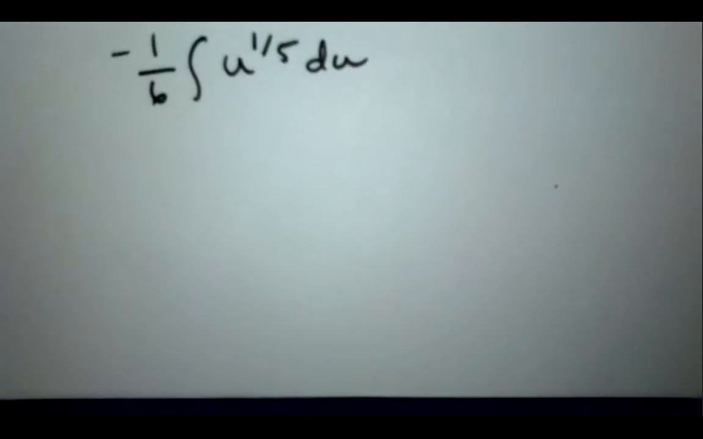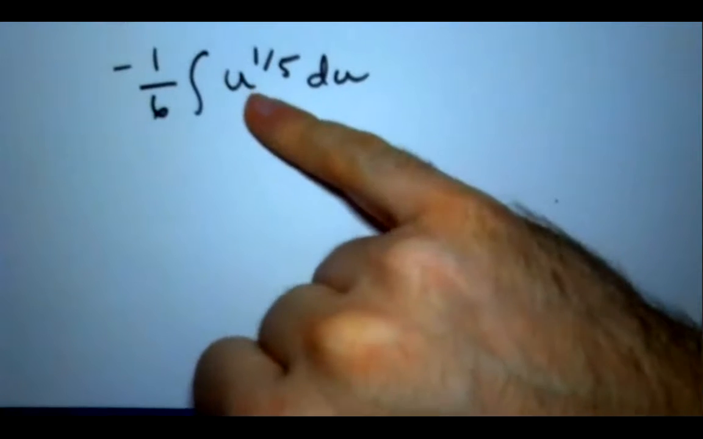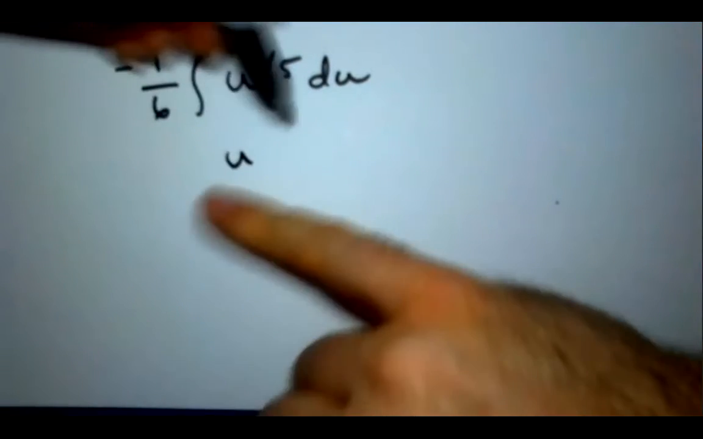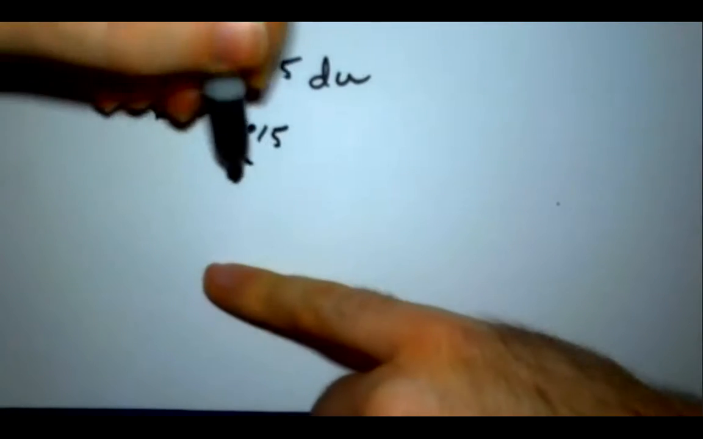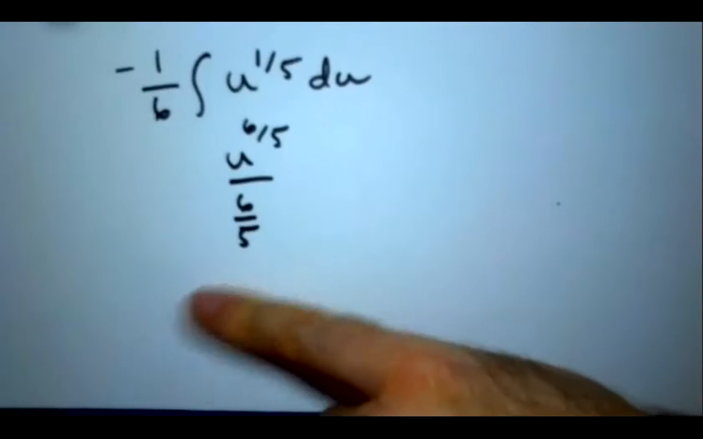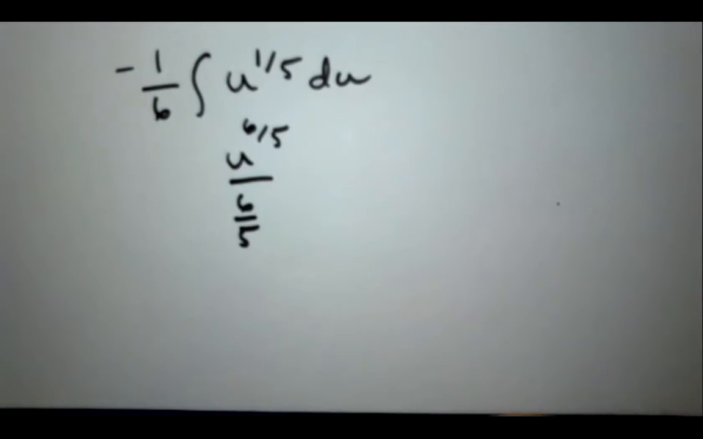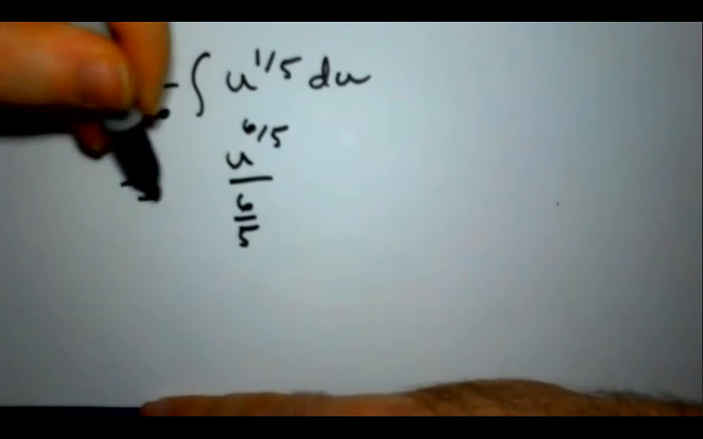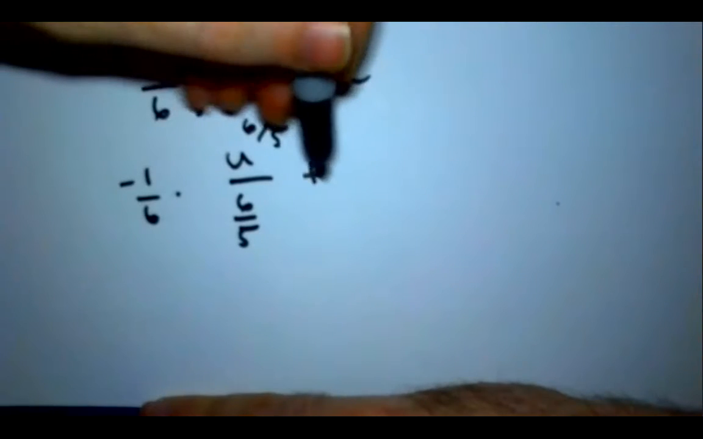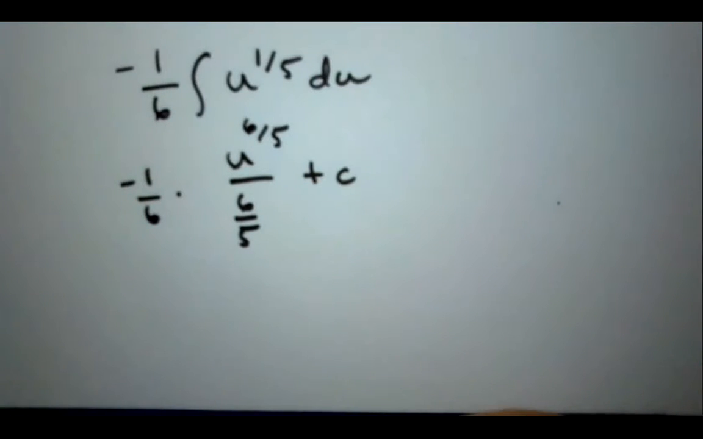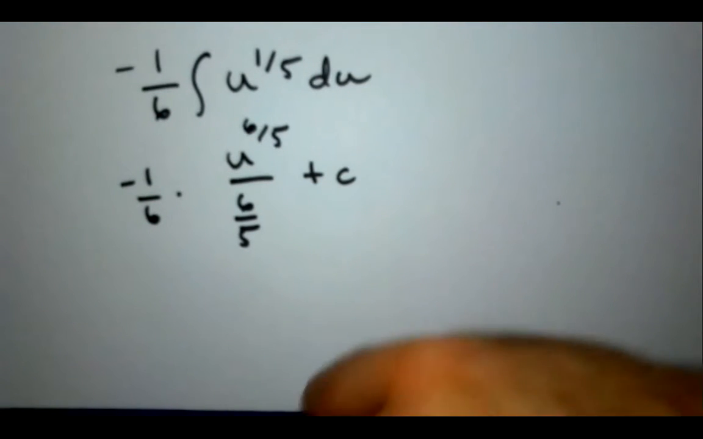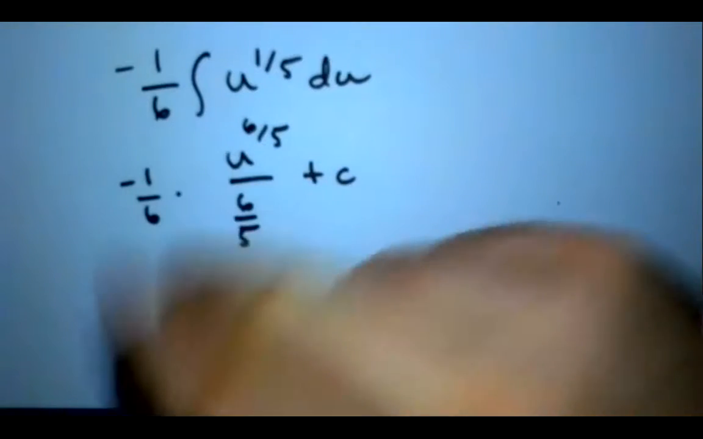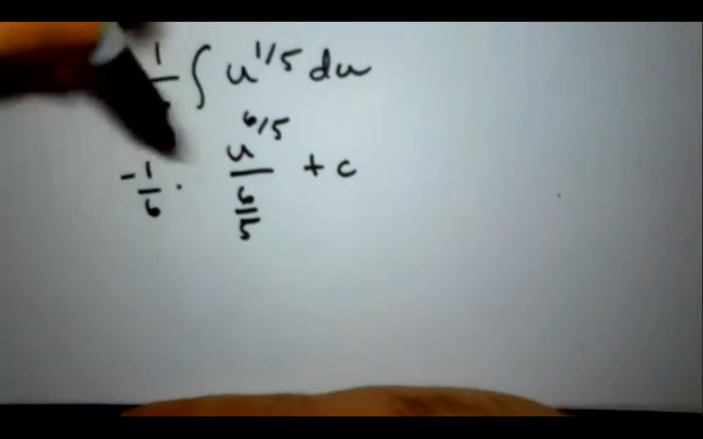All right, so let's integrate this, and this would be u to the 6/5 over 6/5. That's add 1 to the power, divide by the power. We've got a negative 1/6 out front. We've got a plus c. We've got an answer. We just need to clean it up now. So divide by a fraction means we got to flip this. So it's coming up as 5/6.